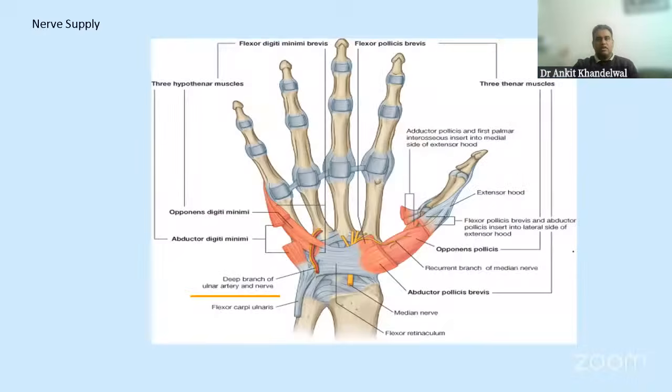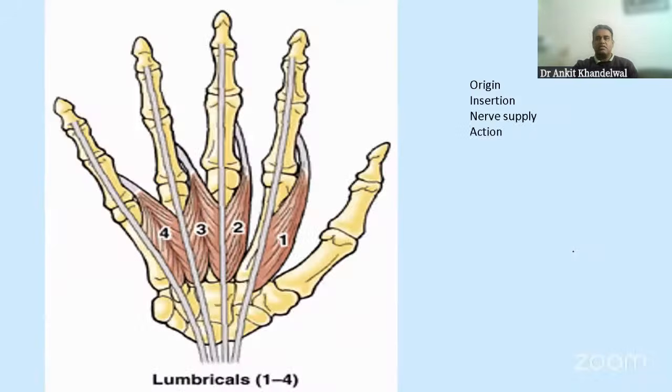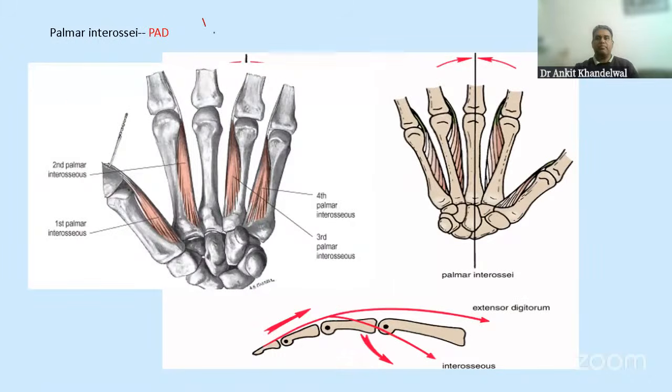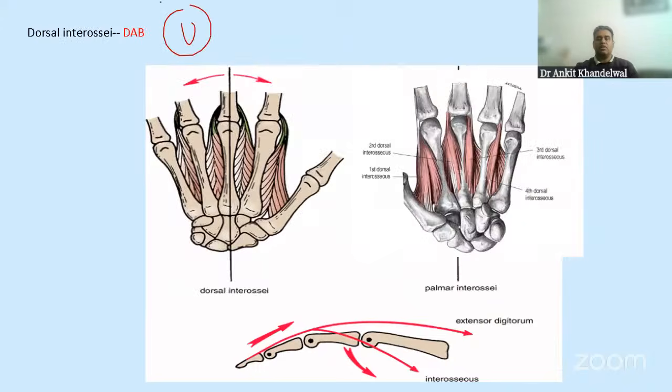Okay. Hypothenar muscles, here long flexor tendons. Here you can see the lumbricals. The first and second lumbricals are supplied by median nerve, while these 2 lumbricals are supplied by the ulnar. Okay, palmar interossei, ulnar nerve. Dorsal interossei, 4 and 4, 8, ulnar nerve.